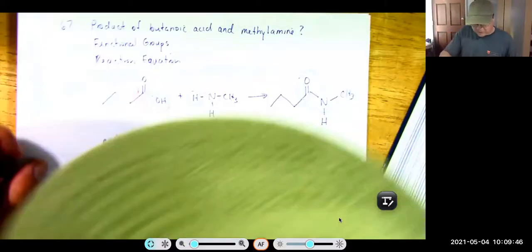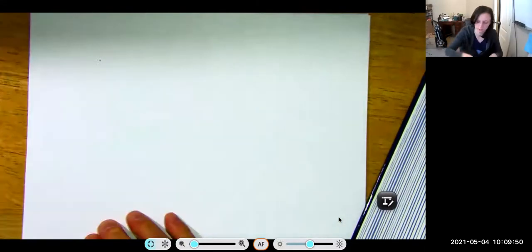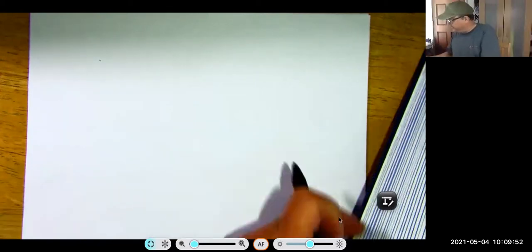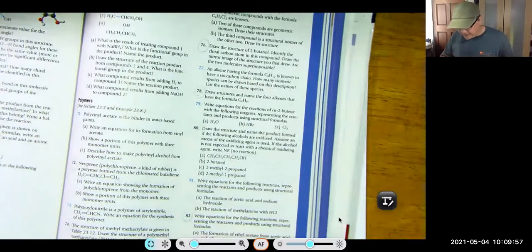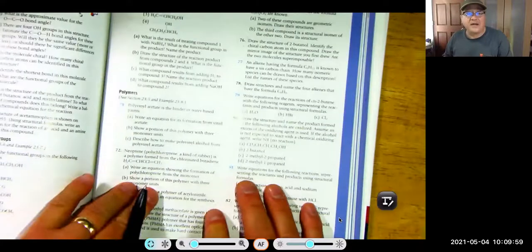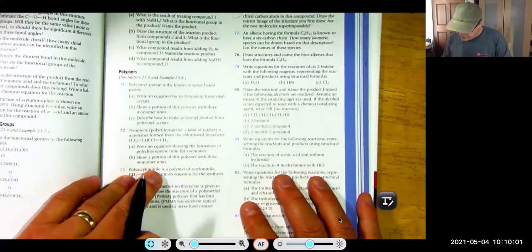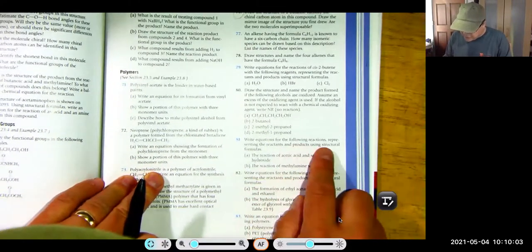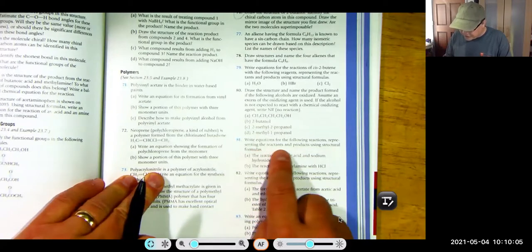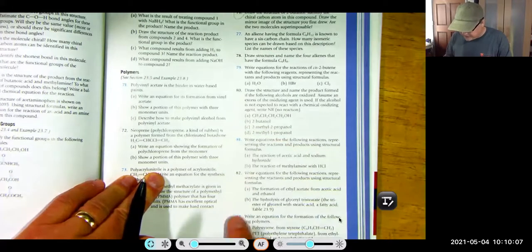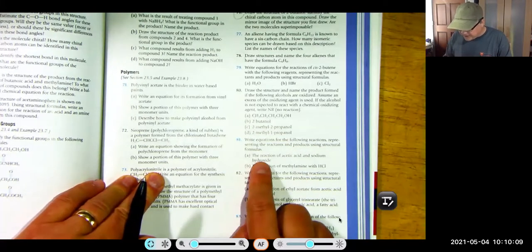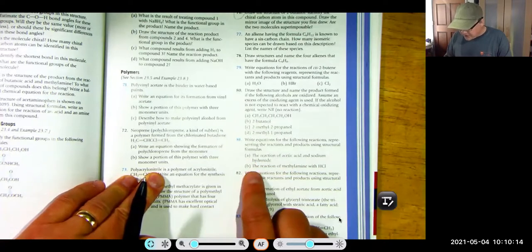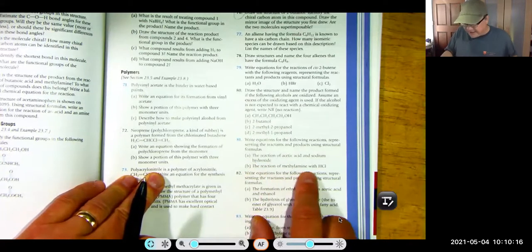Okay, what would you like to do next? Number 81. So 81 reads as follows. Write equations for the following reactions representing the reactants and products using structural formulas. A, the reaction of acetic acid and sodium hydroxide. B, the reaction of methylamine with HCl.